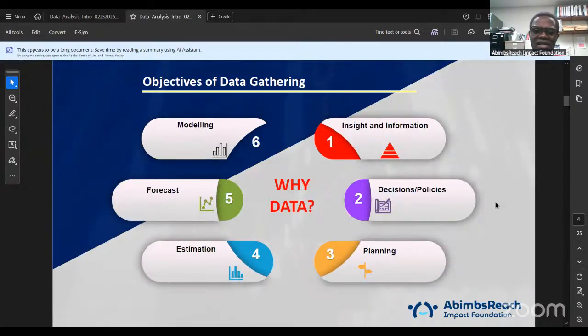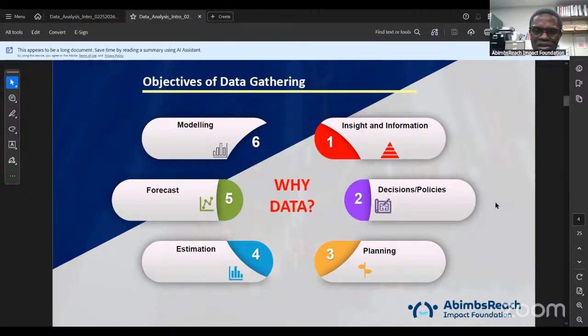So why data? Why do we collect data? Why are we taking our time to even collect data? The first thing is we want to generate insight and information from processes. So that's the first objective of data gathering, of collecting data about a process or from a process.